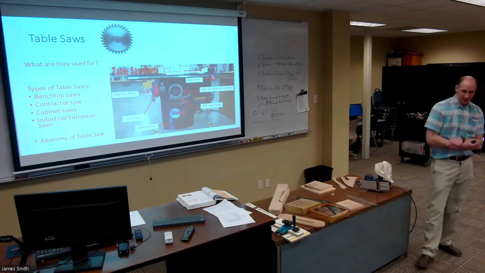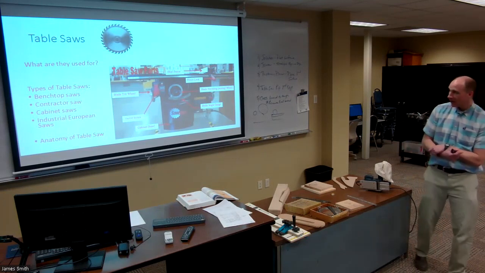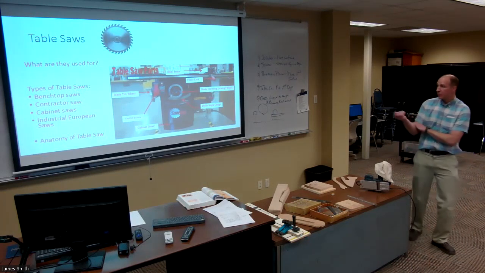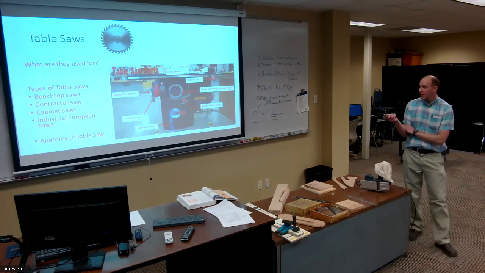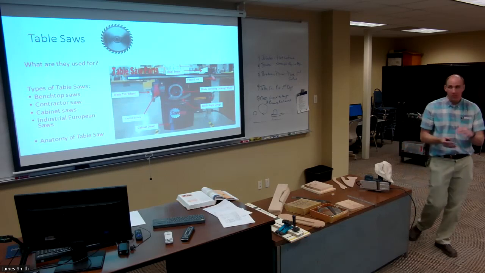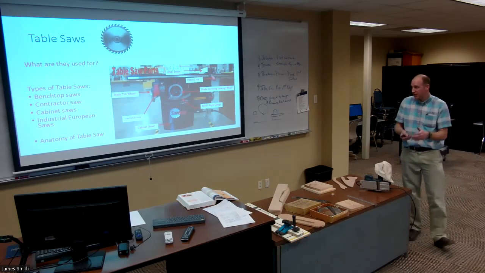And so they are just an incredible machine. Well, let's talk a little bit about the parts of the table saw. So you have your switch. This particular hand wheel right here is for elevating the arbor. If you're cutting thicker material, you're going to raise that blade up, and you just turn this hand wheel right here.